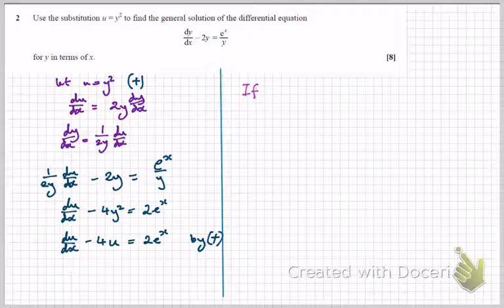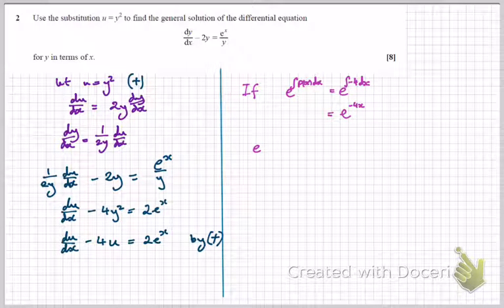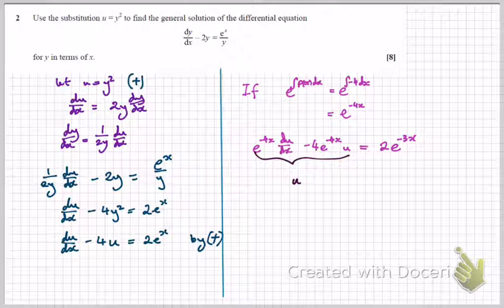Next, we're going to find the integrating factor, which is e to the integral of P(x) dx. P(x) in this case is just negative 4, so the integrating factor is e to the negative 4x. Timesing through by e to the negative 4x gives you e to the negative 4x du/dx minus 4 e to the negative 4x u equals 2 e to the negative 3x.